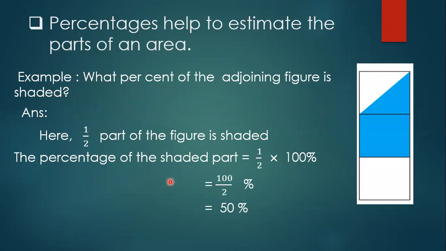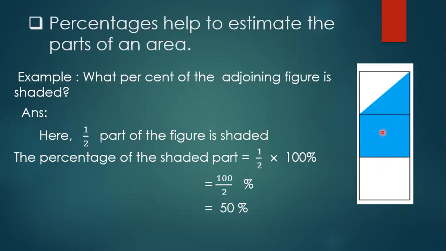Percentage helps us to estimate the parts of an area. See, the question is, what percent of the adjoining figure is shaded? Here, one figure is given. This figure is divided into 3 equal parts, right? And how much part of the figure is shaded? See, one part is completely shaded, and from the second part, half of the second part is shaded. So we can take it as 1.5. Out of 3 parts, 1.5 is shaded and 1.5 part is not shaded. So you know 1.5 is the half of 3.